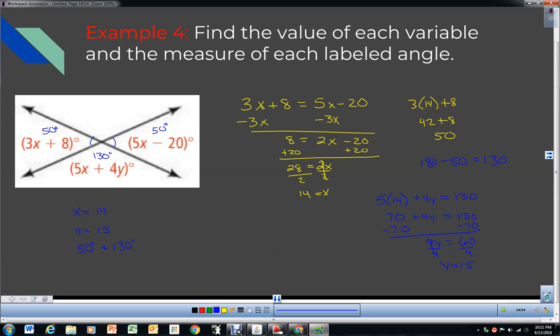So my answers are x is 14, y is 15. These two angles, vertical angles, are 50. And this angle at the bottom here is 30. And so that concludes lesson 2.6 and the conclusion of chapter 2.